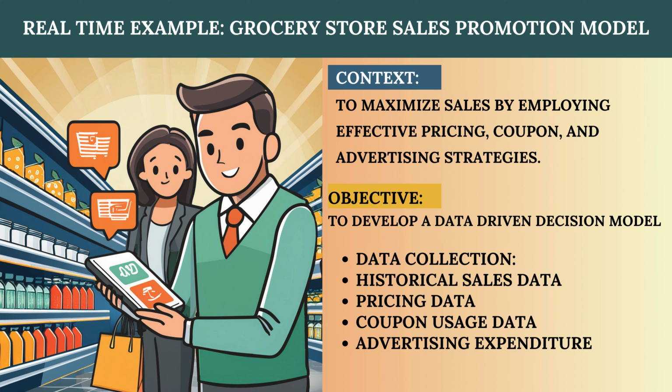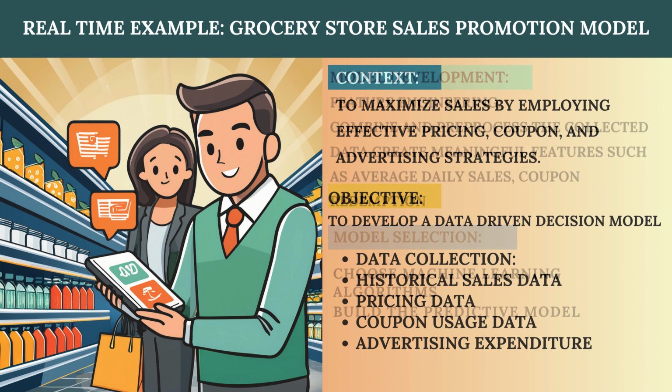Data collection: historical sales data, which gathers data on past sales figures, including daily, weekly, and seasonal trends. Pricing data, which collects information on pricing strategies employed during different time periods. Coupon usage data, which records data on coupon distributions and redemptions. Advertising expenditure, which tracks advertising spend and its corresponding impact on sales.